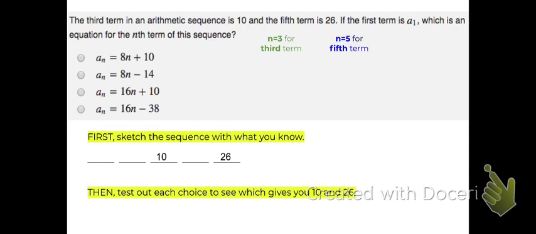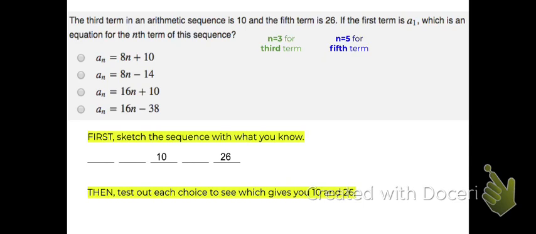This is another way you might see a question on the state test like this. They're not listing out the entire sequence. They're telling you some of the numbers. They're saying that the third term is 10. They're telling you the fifth term is 26. So which of these functions would work? Which of these rules would work?